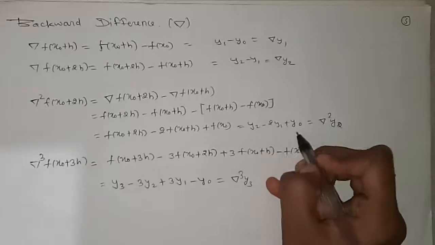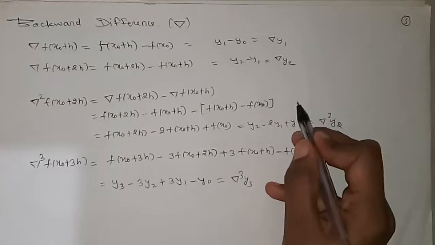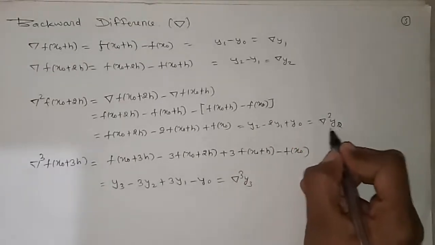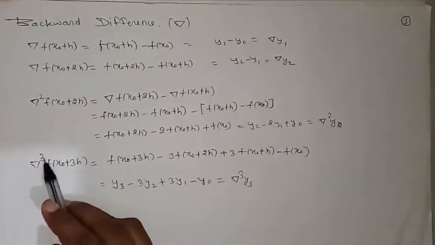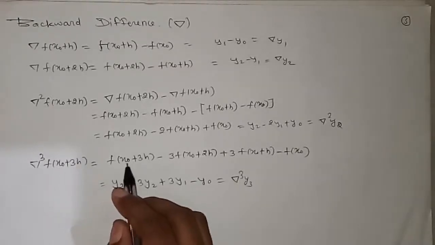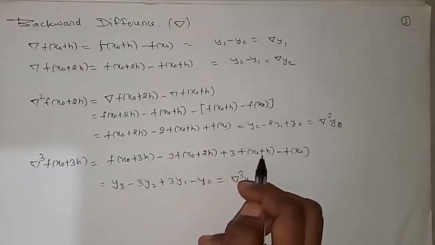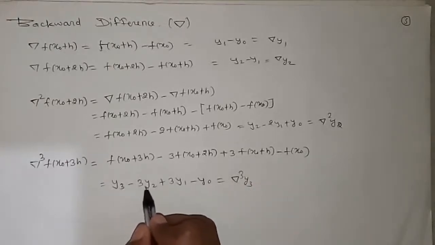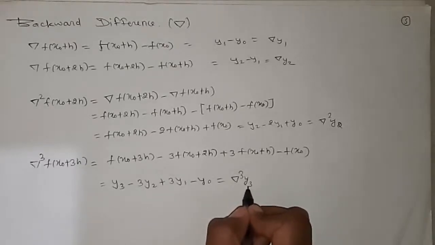If you have noticed, you can see easily that in the forward table we are calculating values from the upper side, and here the value is on the lower side. So ∇³f(x0 + 3h) is equal to f(x0 + 3h) minus 3 times f(x0 + 2h) plus 3 times f(x0 + h) minus f(x0), which is my y3 minus 3y2 plus 3y1 minus y0. This is nothing but ∇³y3.